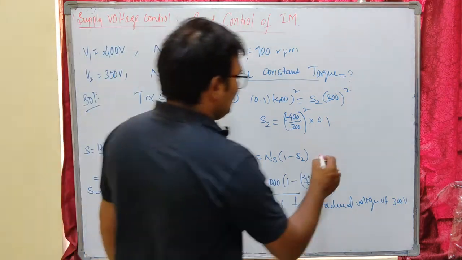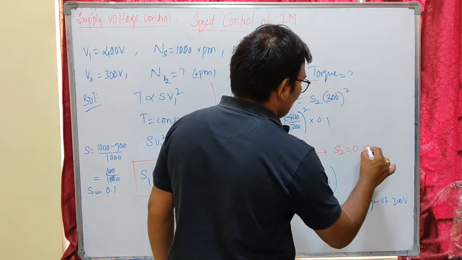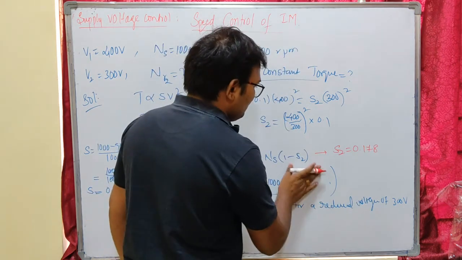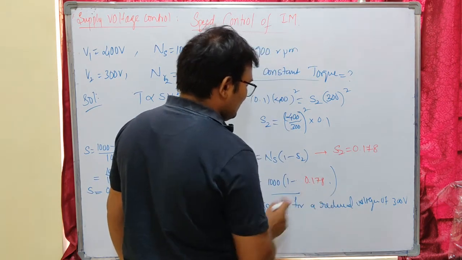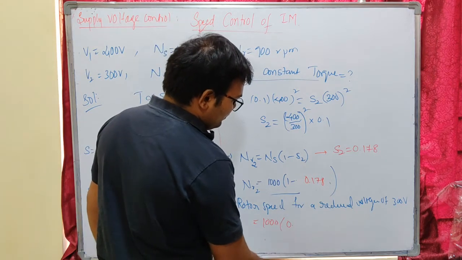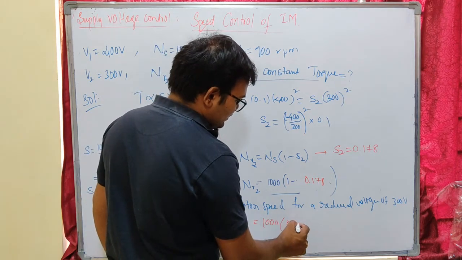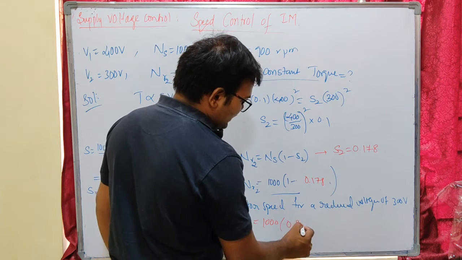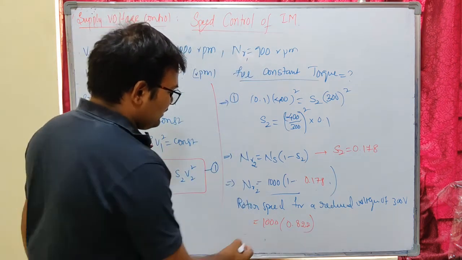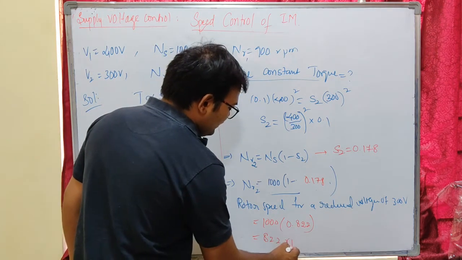So here S2 will be equal to 0.178. If you substitute the value of 0.178, what will be the value? That will be around 1000 into 0.822, I think. Okay, so you can substitute, it is around 822 rpm.